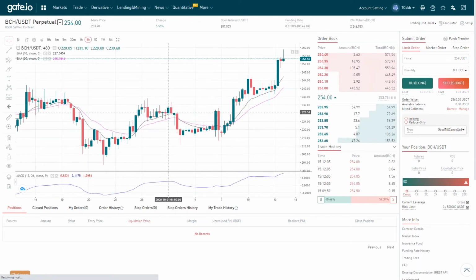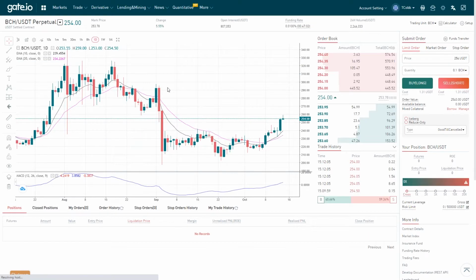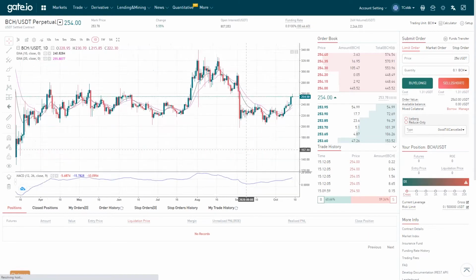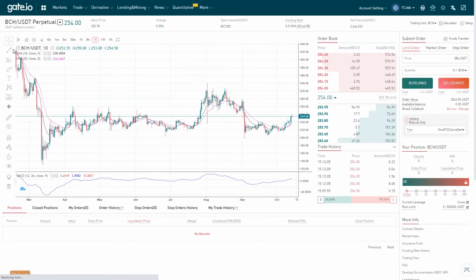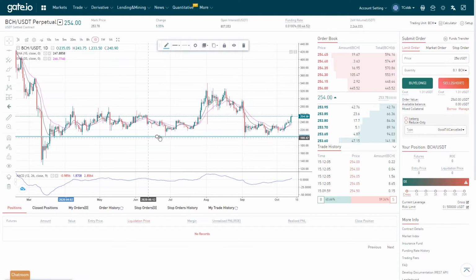Bitcoin Cash does certainly have my interest, and I'll show you why. A couple of things to note here. The first to note is this. See through here? Support, support, support, support, and now we're moving away.